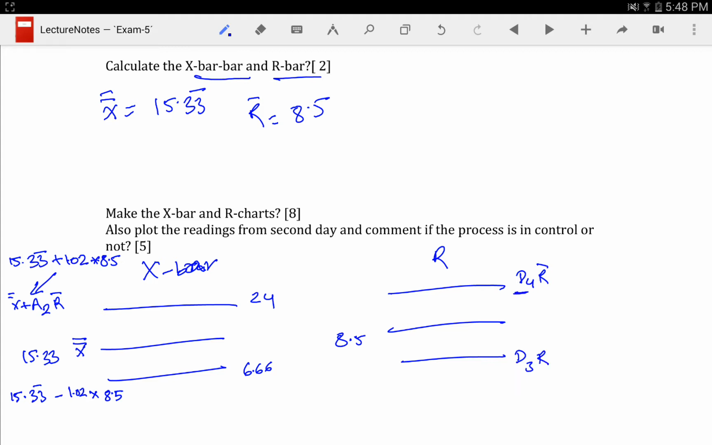For the R chart, the upper line is D4 R bar, and the lower line is D3 R bar. If you look at the table, D4 for n equals 3 is 2.57, and D3 for n equals 3 is 0. So D4 R bar is 2.57 times 8.5, which comes out to be 21.845, and D3 R bar is 0 times 8.5, which comes out to be 0.